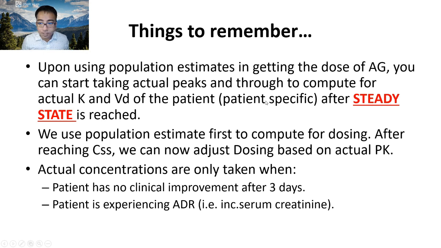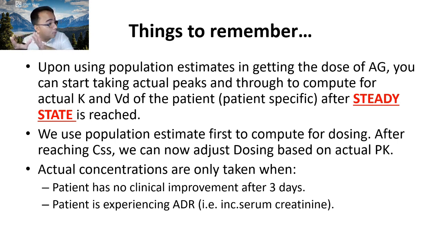Okay? So things to remember, yun na nga. Upon using population estimates and getting the dose of aminoglycoside, you can start taking actual peaks and trough to compute for actual K and VD of the patient. So, patient-specific to. After steady state is reached. Just so you know, class, yung Excel file ko, ako gumawa na ako dati ng pwede for actual. Titignan ko na lang. Okay, pero yung design nun is for the population estimate. Right? So we use population estimates first to compute for dosing. So after reaching the CSS, we can now adjust the dosing based on the actual PK.